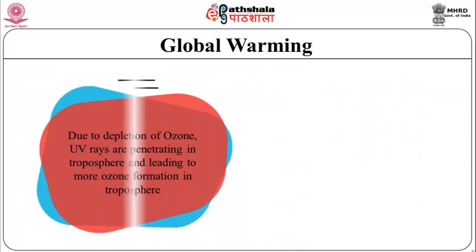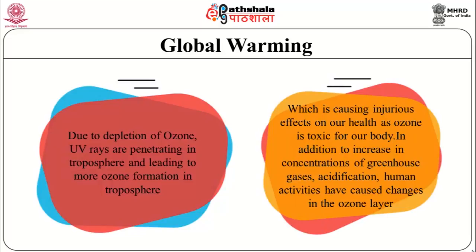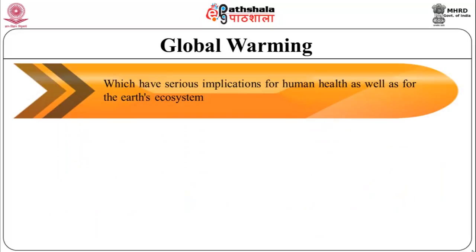0.5% per year. Due to depletion of ozone, ultraviolet rays are penetrating into the troposphere and leading to more ozone formation in the troposphere, which is causing injurious effects on our health as ozone is toxic for our body. In addition to increase in concentrations of greenhouse gases and acidification, human activities have caused changes in the ozone layer which have serious implications for human health as well as for the Earth's ecosystem.